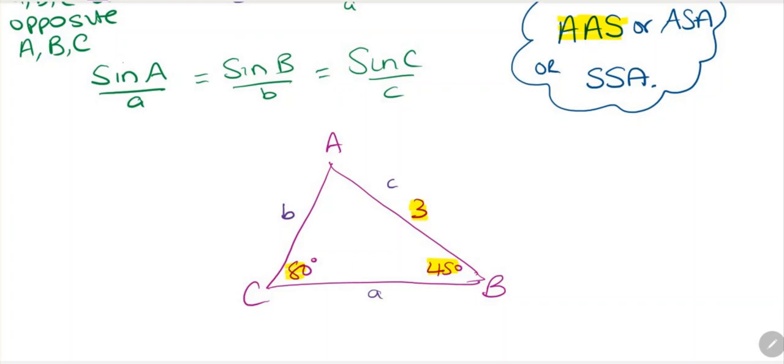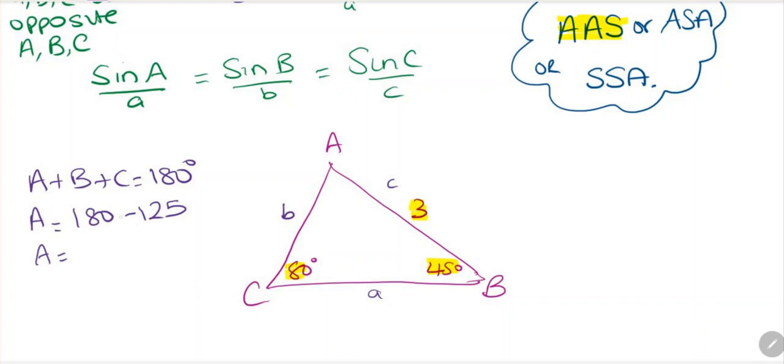So in a triangle we know that the angles add up to 180. So A plus B plus C is 180 degrees. And here we don't know A, so this is going to be 180 minus 80 and 45, which is 125. So angle A must be 55 degrees. Now we've got one side and we've got all the angles we need. So we're going to see what we can do.